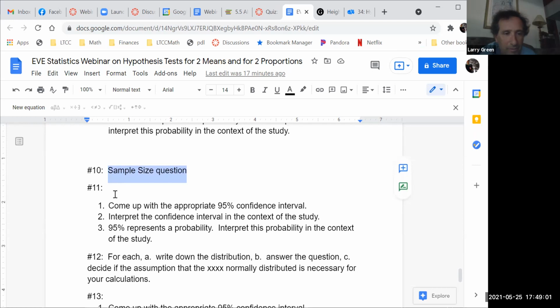Number 11. First is come up with the appropriate 95% confidence interval. Then it's interpret the confidence interval in the context of the study. What's the first word on number 2? With. Yeah, with. Get that right. It'll get you started. Okay. Number 3, 95% represents a probability. Interpret this probability in the context of the study.